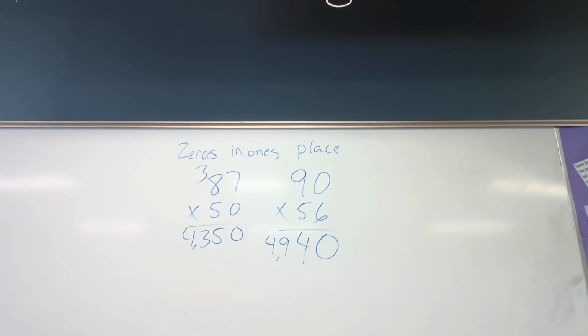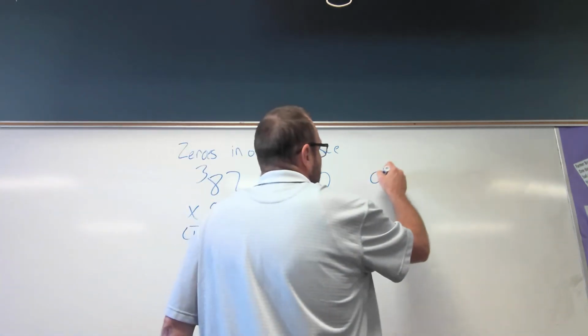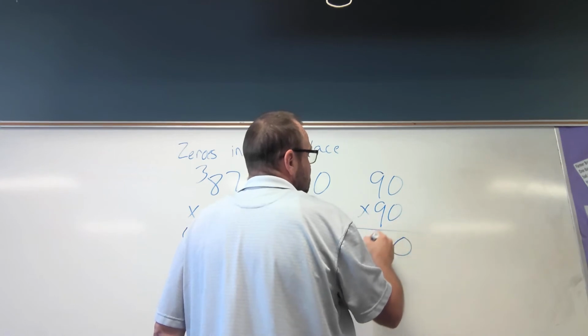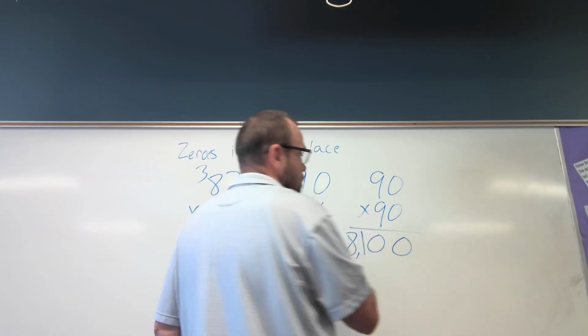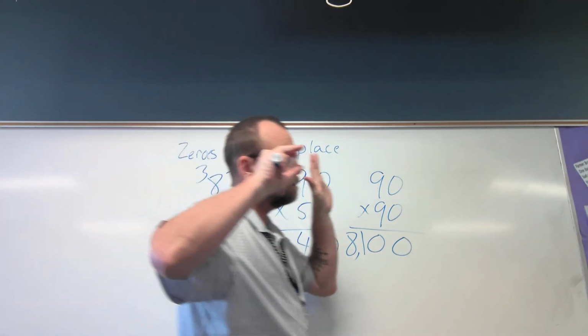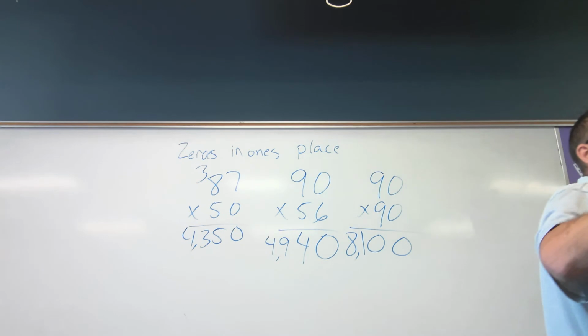What if there are 2 zeros? What if it's 90 times 90? I just move 2 zeros down and multiply my 9 times my 9. Multiplication, and if you work with me over the next several weeks, multiplication, you're multiplying 1-digit number by 1-digit number.